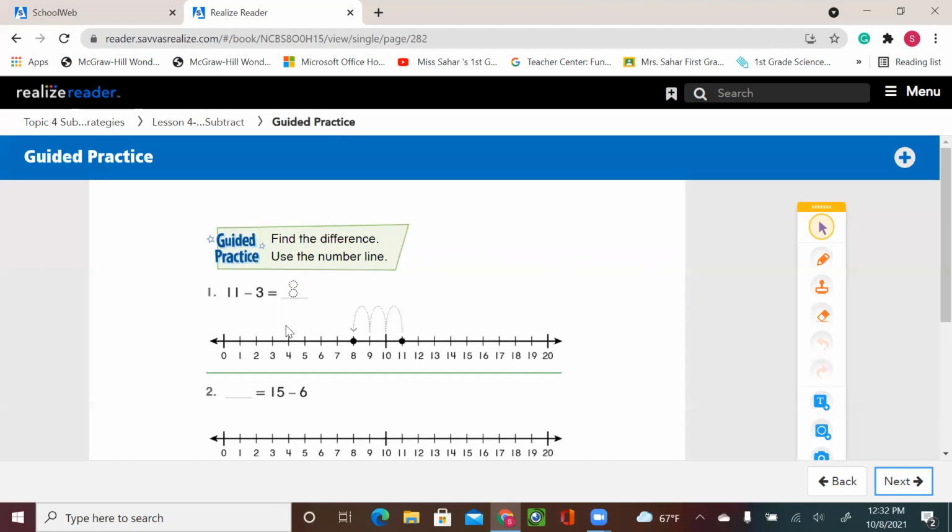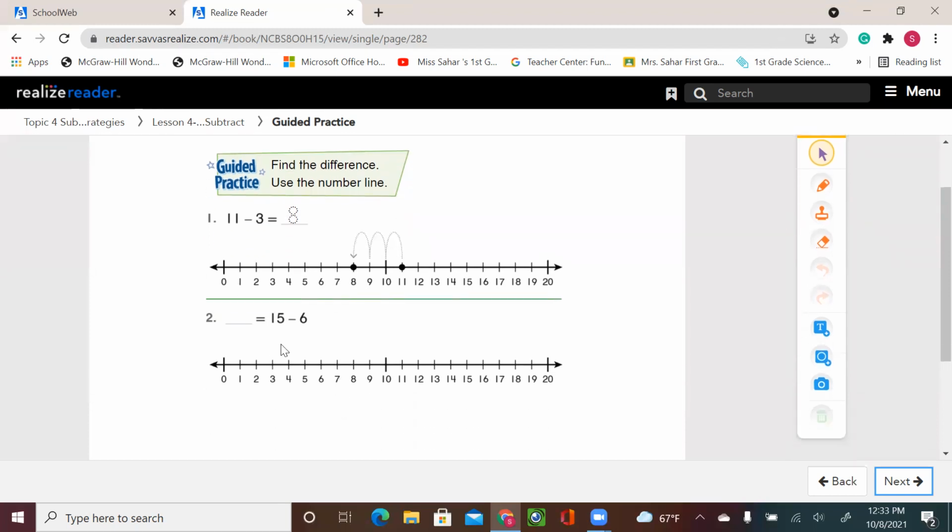Let's see the example we have in our guided practice. Find the difference, use the number line. 11 take away 3. For the first example, they give it open for you. Either you count on or count backwards. Over here, we count back. So we start with 11 and we go back 3 steps. Why 3 steps or 3 jumps? Because 11 take away 3. So I start with 11 and I count back 3 because that's my second addend. Where did we land after 3 jumps? I stopped on 8. So 11 take away 3 equals 8.